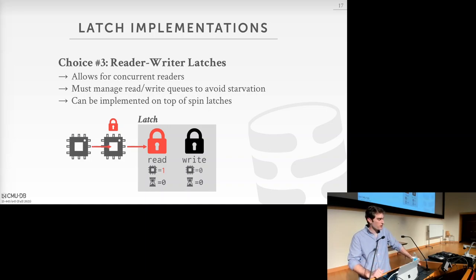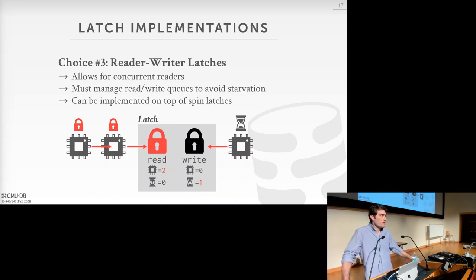Again, imagine another thread shows up and also requests a read latch. There's not going to be a problem here, because we can have multiple threads with read latches out at the same time, so we give that out and again increment the count by one. Now let's say another thread shows up and requests a write latch. We have these two read latches outstanding, and we know we can't have a concurrent writer, so we need to block that thread and put it in the waiting queue.